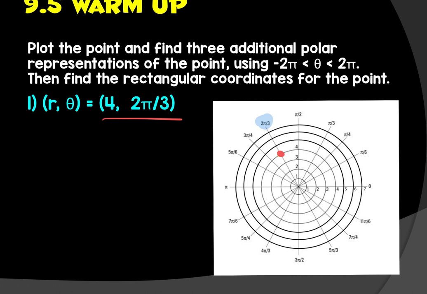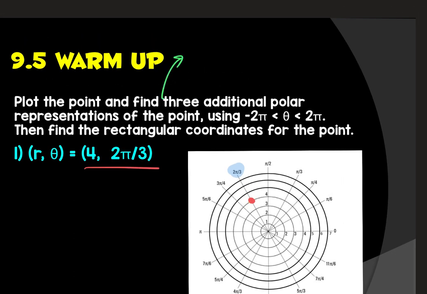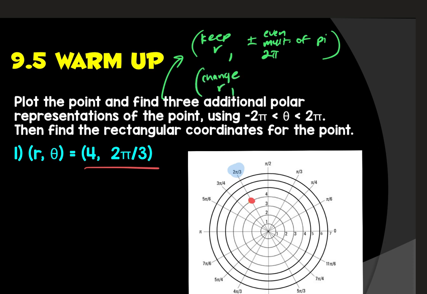Then to find your additional polar representations, you have 2 options. The first is keep the r as it is and add and subtract even multiples of pi, which we start with 2 pi usually. We add and subtract 2 pi. Then the other option is change the sign on r and add and subtract odd multiples of pi, which normally we start with just pi. But there was one in the homework that you couldn't just use pi, you had to use 3 pi. So it's any odd multiple of pi.